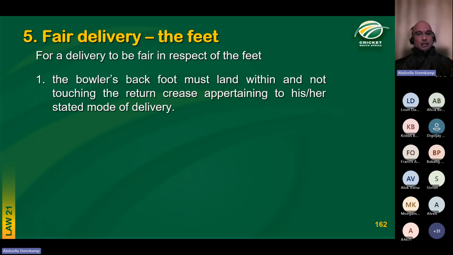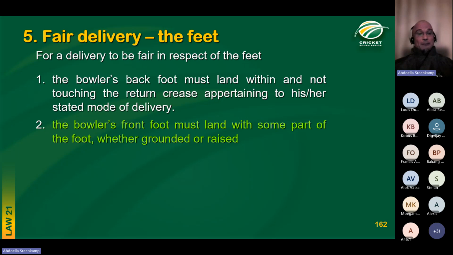If it lands within the return crease and it's not touching the return crease, the back foot now, it's a fair delivery. So when it comes to the back foot, the return crease is the important crease that you need to look at. And the back foot should not be touching the return crease. When it comes to the front foot, now the popping crease is the important crease.